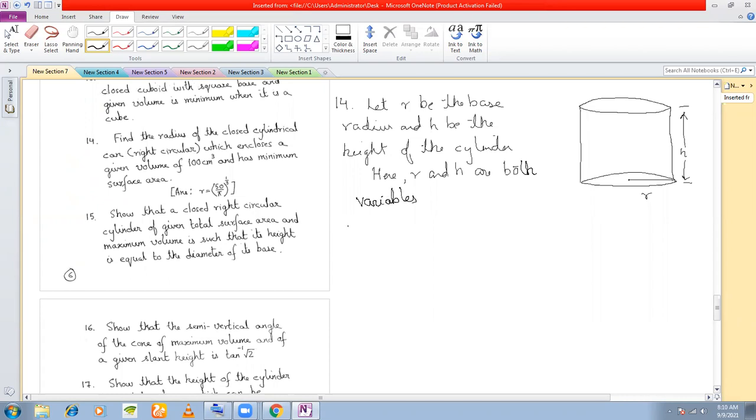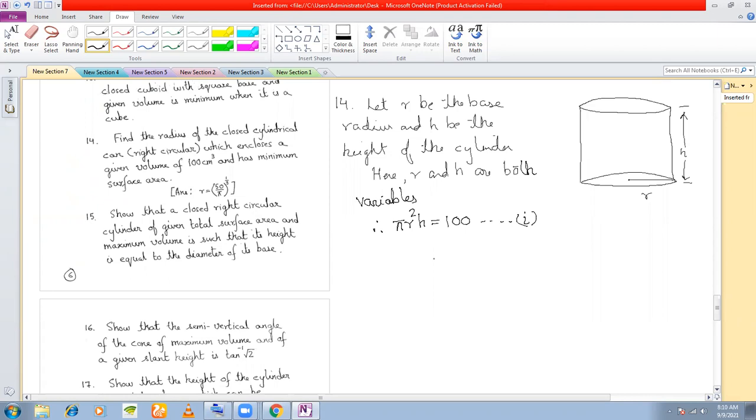R and H are both variable. Radius and height of the cylinder both are variables here. Therefore, it is given here that the volume of the cylinder is 100 centimeter cube. Therefore, volume of the cylinder is pi r square h, which must be equal to 100 centimeter cube. This is your equation number 1.